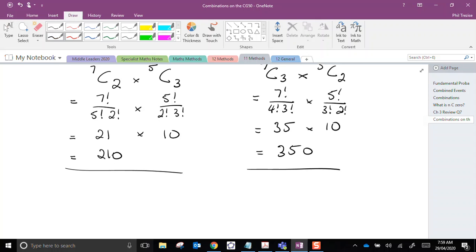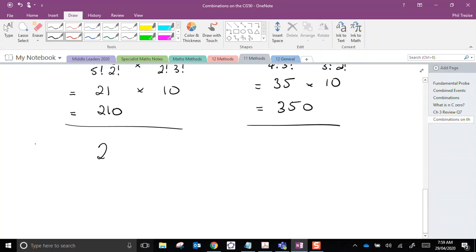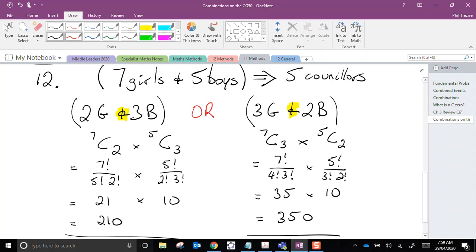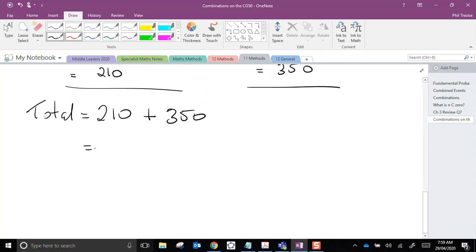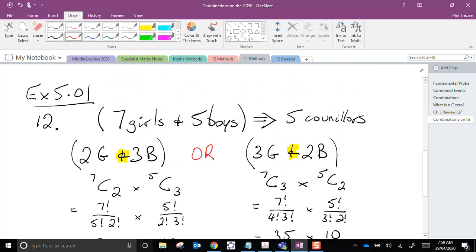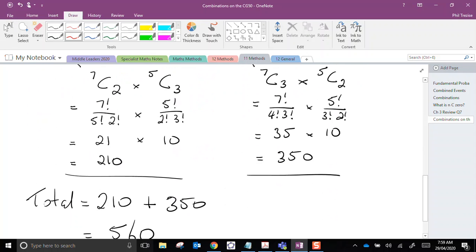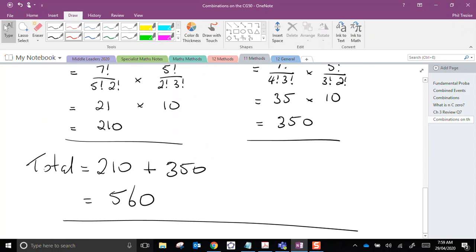Well, now that helps me, because that tells me that the total number of combinations is 210 plus 350. The word or translates into addition. And here we go, so that's 560 possible combinations of choosing the student council under these restricted conditions. Remember, if there were no restrictions whatsoever on the membership, it would simply be 12C5. But this was a slightly more interesting situation, and you got a little bit more interesting mathematics behind there.